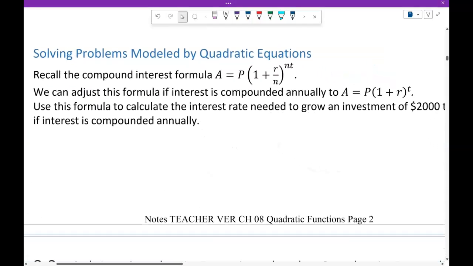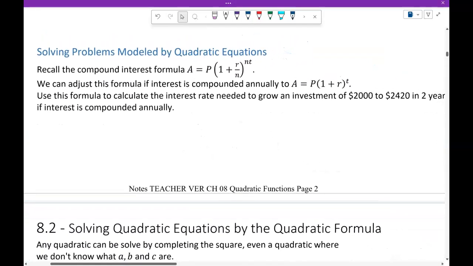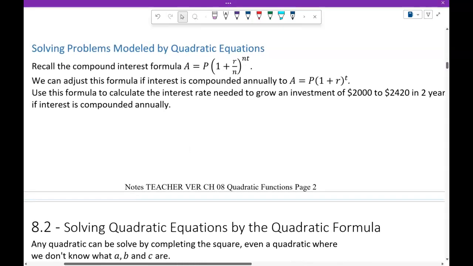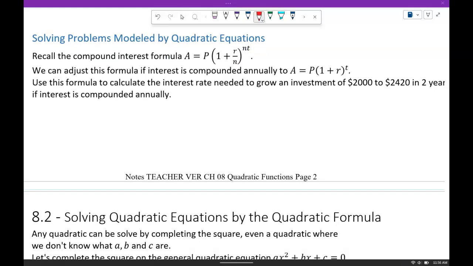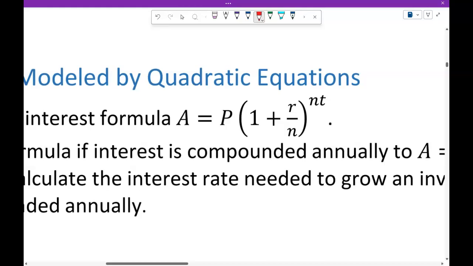Last thing we're going to talk about real quick is solving problems that are modeled by quadratic equations. And we'll take a look at our compound interest formula. Recall from our compound interest formula what the different parts all represent. A represents our final amount after all interest is earned. P stands for our principal. Remember, the principal is going to be our initial invested amount.